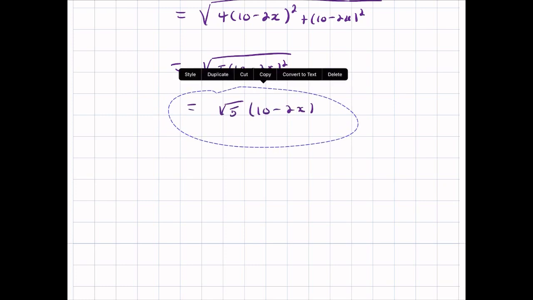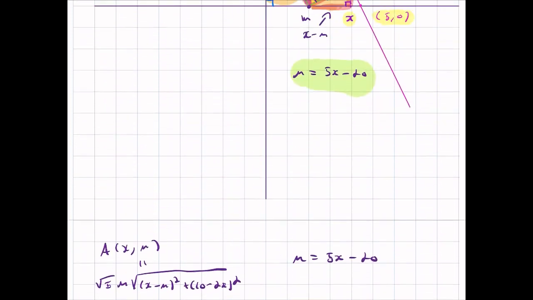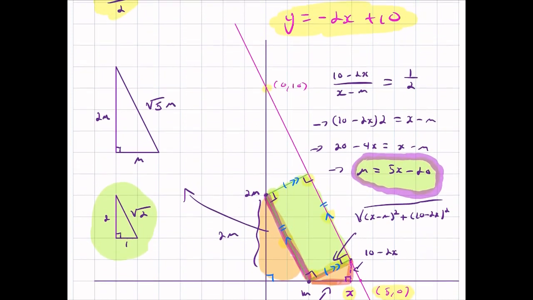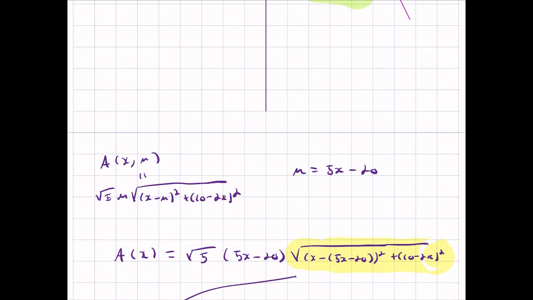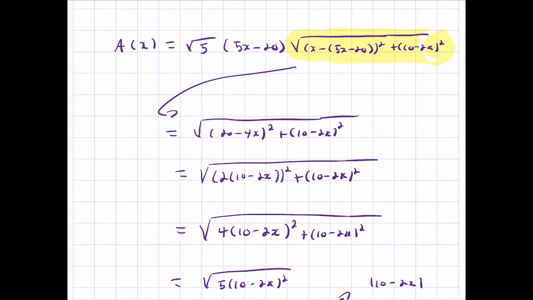Again, the square root of the square of something would be the absolute value of 10 minus 2x, but I don't have to put that in here because x is between 0 and 5, so it will always be a positive quantity. So I don't have to worry about taking cases and doing annoying stuff like this. That's a thing which is nice to note.